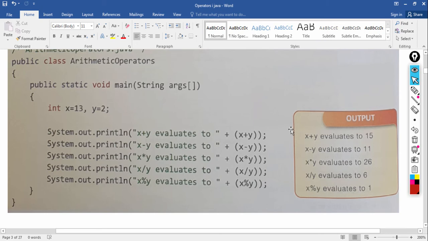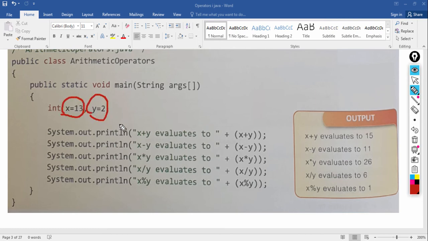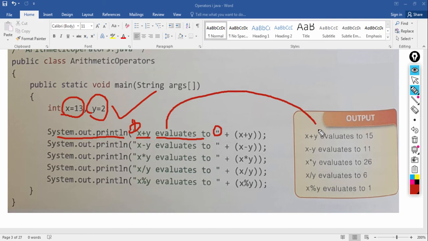So this is a very simple program here. 13 has been assigned to x, 2 has been assigned to y. So after this line, wherever x and y are used, x will be 13 and y will be 2. System.out.println "x plus y evaluates to". Now remember, whatever is written within the double quotes will simply get printed on the screen as it is, without any changes. So "x plus y evaluates to" is printed.